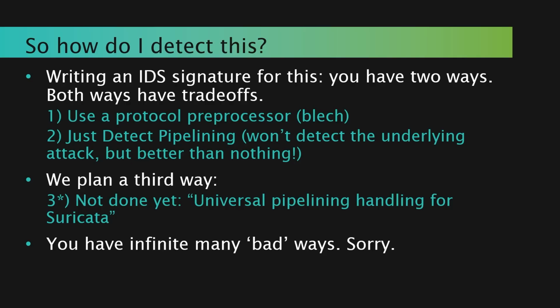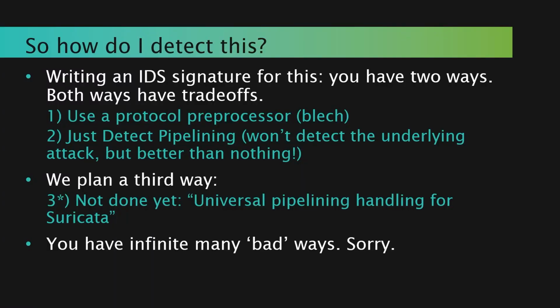So how do we detect it? Well, really there's two ways to detect pipeline requests right now. One is to use a protocol preprocessor, and I'll talk about that. I think Snort 3 has a different name for them. I guess they're called inspectors or something. I've always called them preprocessors, but we'll talk about what they are, how they work, and what their flaws are. The other way is to just write rules to detect pipelining, which I actually recommend you do anyway.